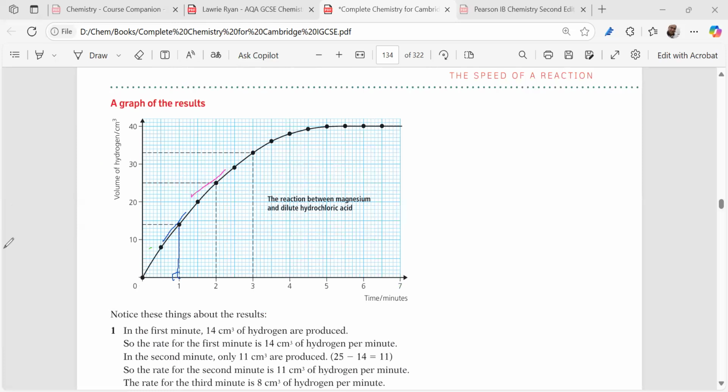Now, if I want to find out the rate of the reaction at 3.5 minutes, we plot a tangent. Can you see this? As the reaction goes on, the tangent gets less and less steep.